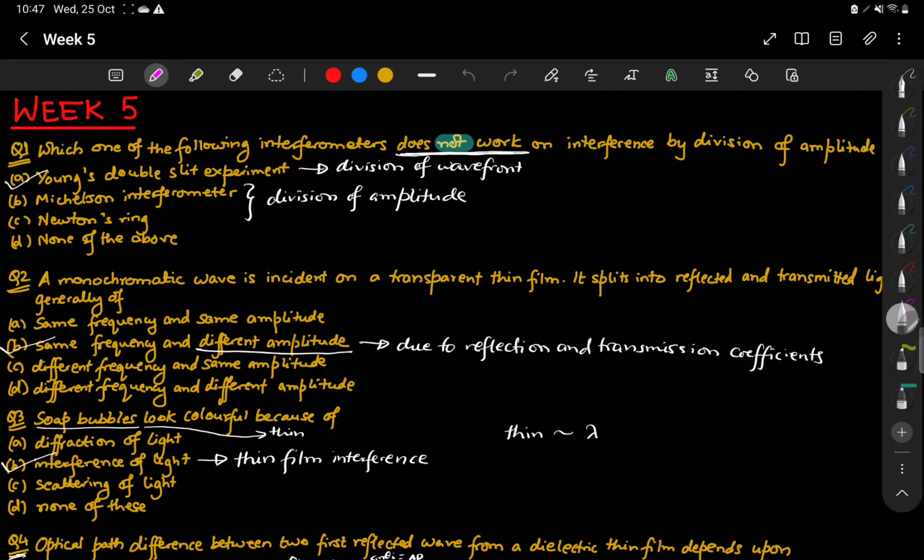Young's double slit experiment is an interferometer which works on the principle of division of wavefront. Michelson interferometer and Newton's ring interference are based on division of amplitude.